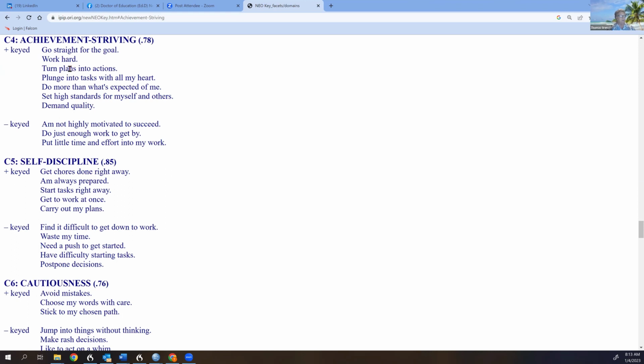So for example, if they have high levels of achievement striving, they'd go straight for the goal. Yes. They work hard. Yes. They turn plans into actions. Yes. Things like that. Negatively would be, I am not highly motivated to succeed. So if they say no for that, that would suggest they're achievement striving. So there's a couple uses for this.